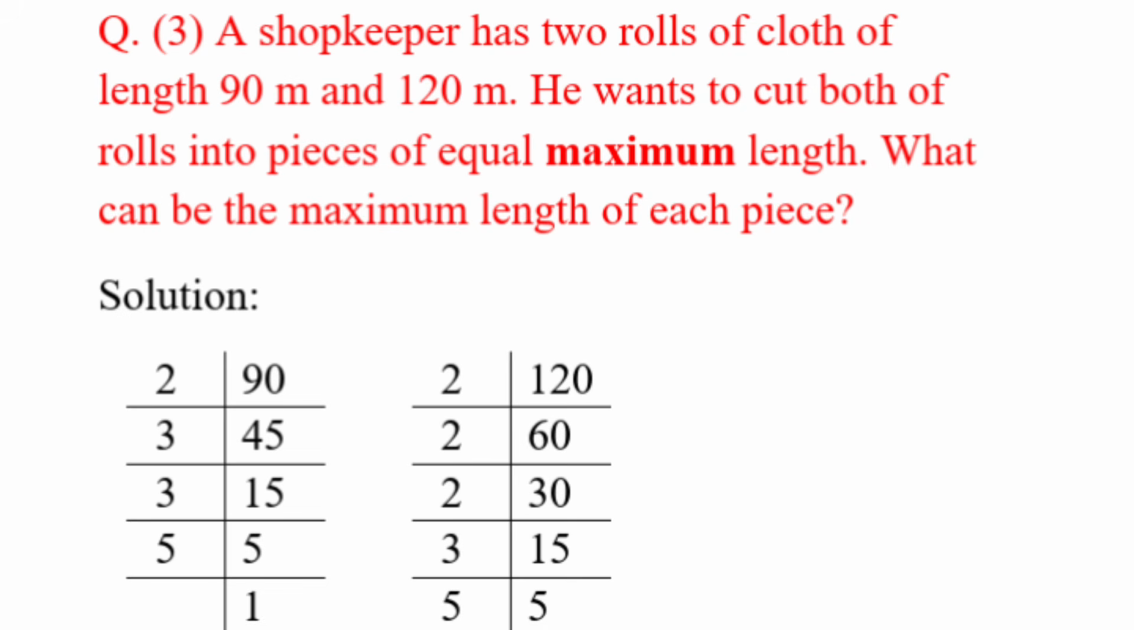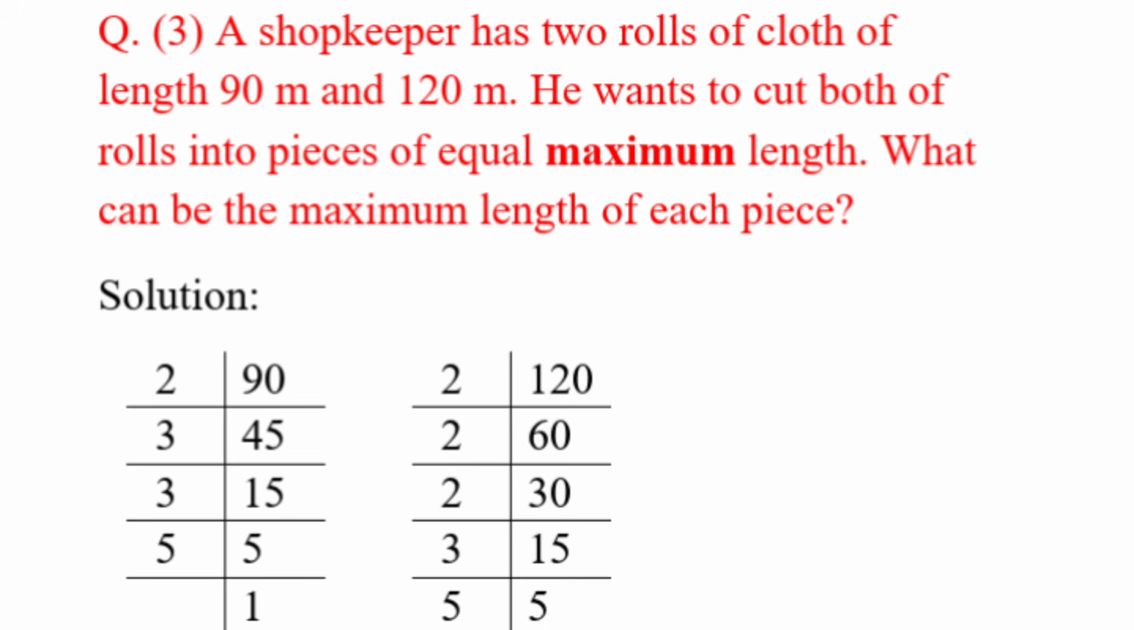So the factors of 90 are: 90 can be divided by 2, 2 45s are 90, then 45 can be divided by 3, 3 15s are 45, then 3 5s are 15, and then 5 1s are 5. Then 120 can be divided by 2, 2 60s are 120, then 2 30s are 60, then 2 15s are 30, then 3 5s are 15, and 5 1s are 5. So here we have made the factors.